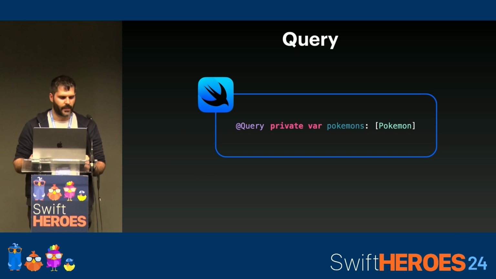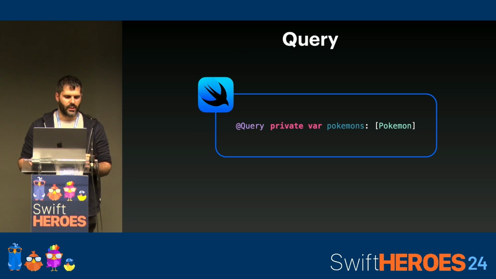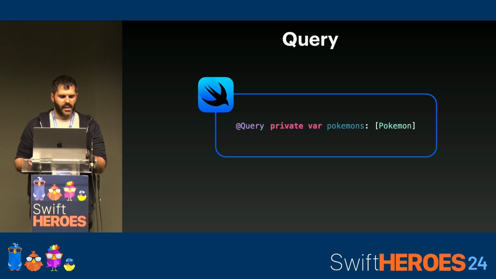Last but not least, if we want to fetch our Pokemon, we can use simply a new macro called query. In SwiftUI, with this example, we are fetching all the Pokemons in our database. This macro works very well with SwiftUI, but actually doesn't work with UIKit. So for UIKit, we will see another approach to fetch the data from SwiftData.